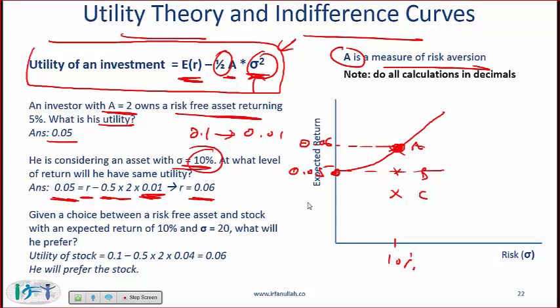Then given a choice between a risk-free asset and a stock with an expected return of 10% and sigma equal to 20, so this is 20%, what will he prefer? So how do we do this? We already know the utility of the risk-free asset. So now we need to figure out the utility of this investment. What's the utility? It is 0.1, which is the expected return, minus 0.5 into 2 into 0.04. Where is this coming from? It's 0.2 squared. 0.06. This number is higher. So he will prefer the stock to the risk-free investment. Higher utility means that he is happier with this investment.